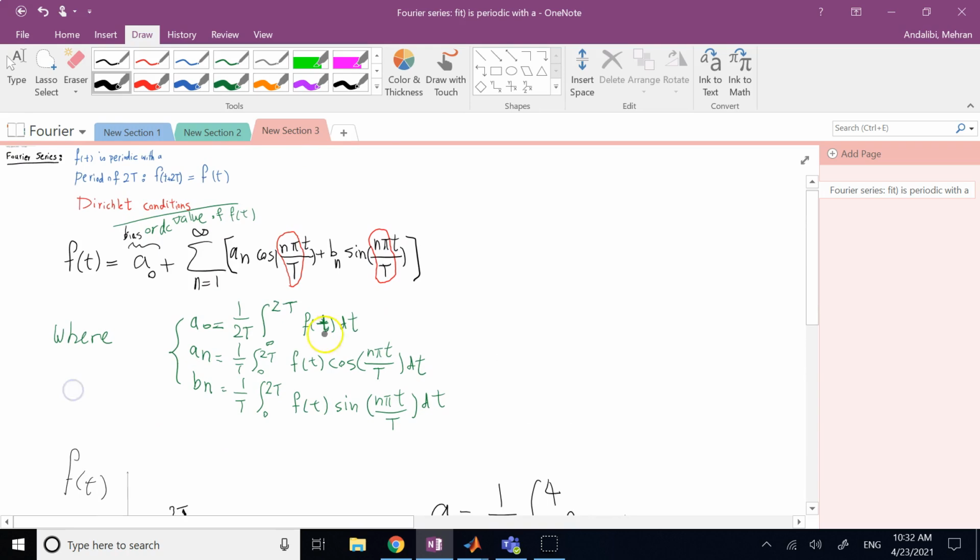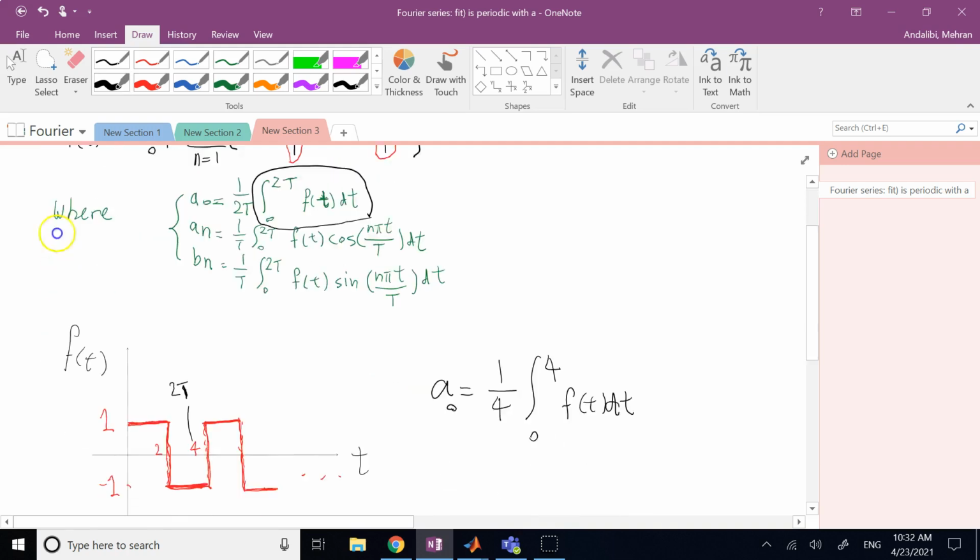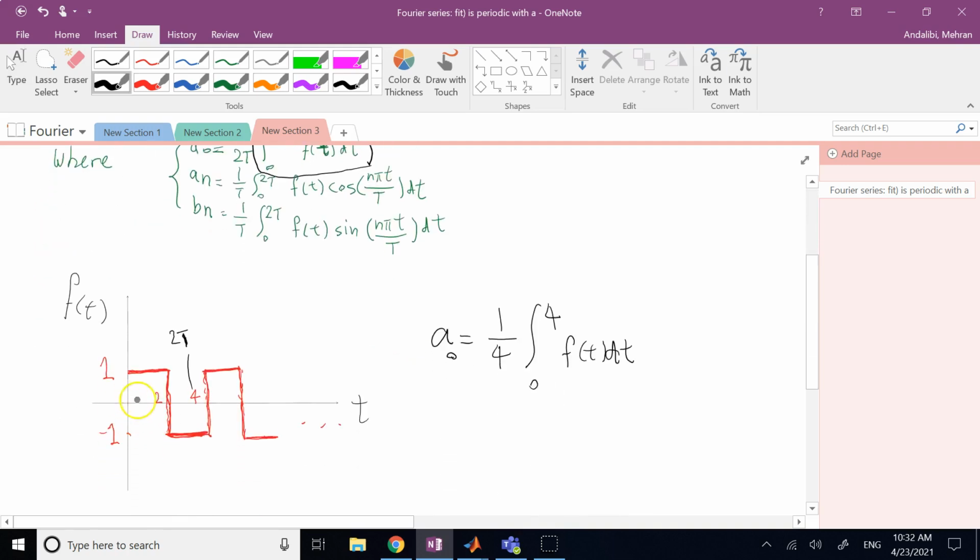And remember that integral of f of t dt is the area under the curve over one period. And when you divide it by that range, this is what we call, as I said, the DC, the average or the bias of the signal. If you want, you can also call it the average value of the signal. So what is the average?